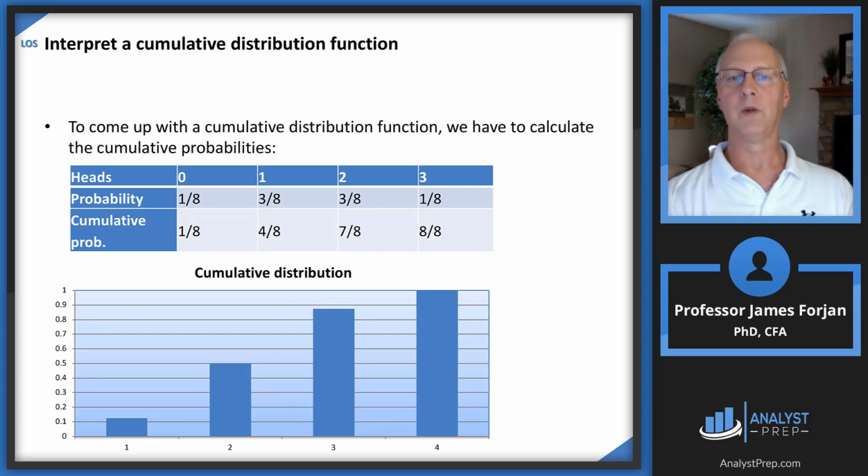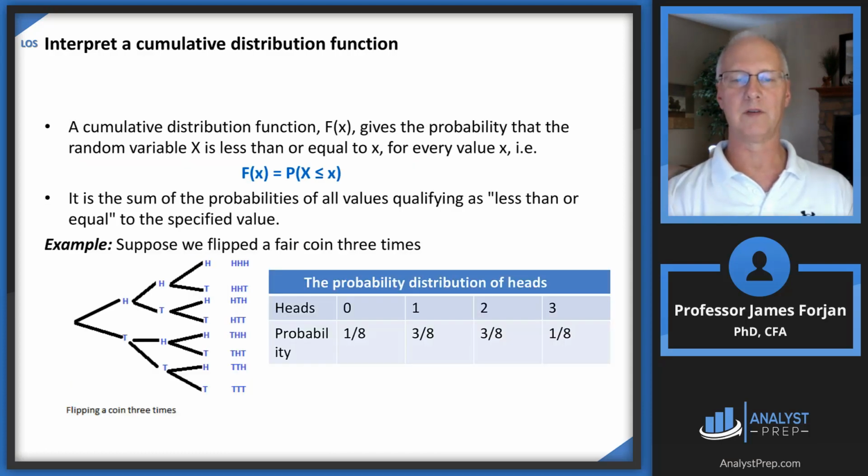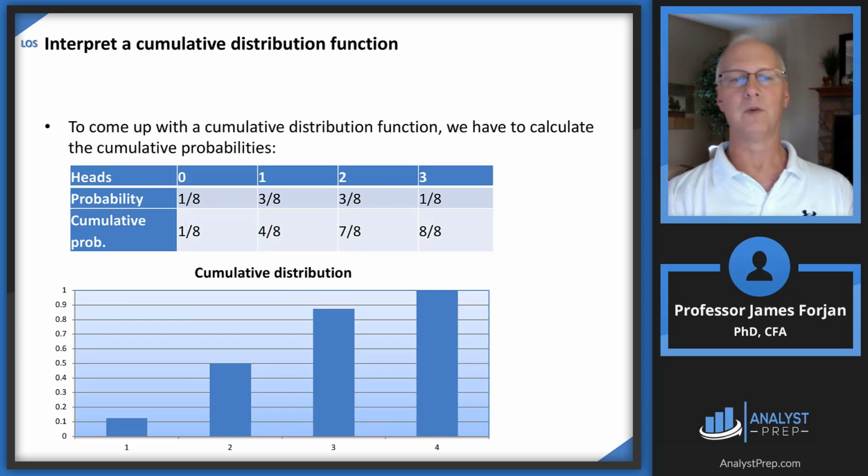Now, to determine that cumulative distribution, all we're going to do is sum those individual probabilities. So even if I go just back to this last slide, we start with 1/8, then we add 3 eighths, that gets us up to a half, right? Then we add 3 eighths, that gets us up to 7 eighths, and then we add the final 1 eighth, that gets us up to 8 eighths, which is 100%. So that's what that third row, cumulative probability, does. We go from 1/8 all the way up to 100%. And there's a good picture of the cumulative distribution.